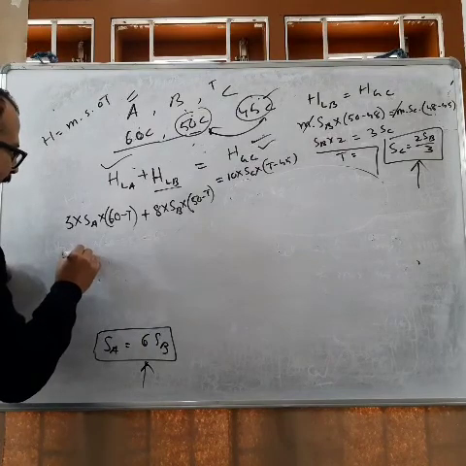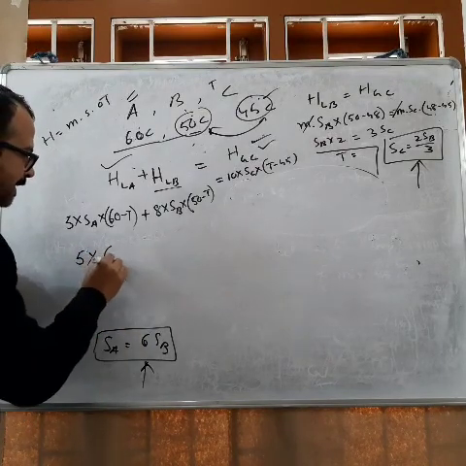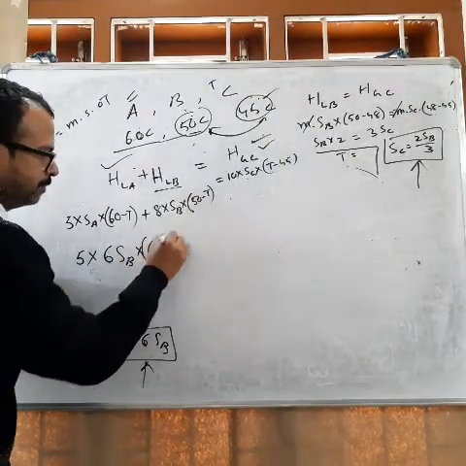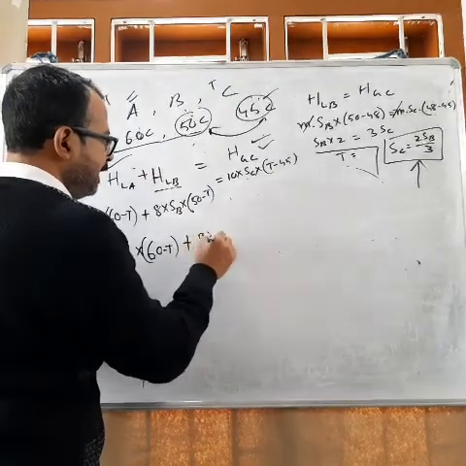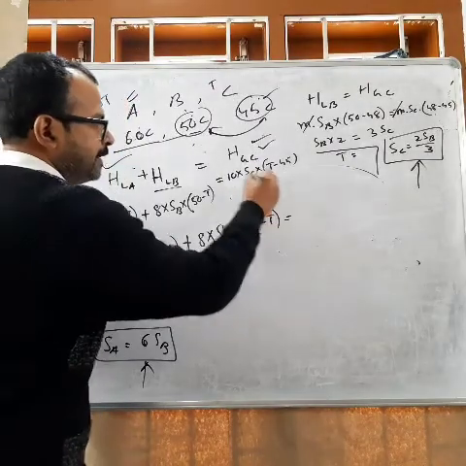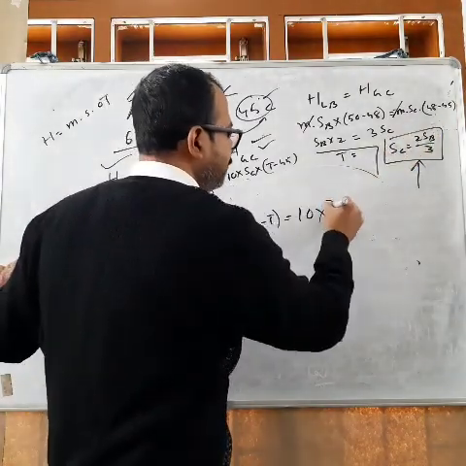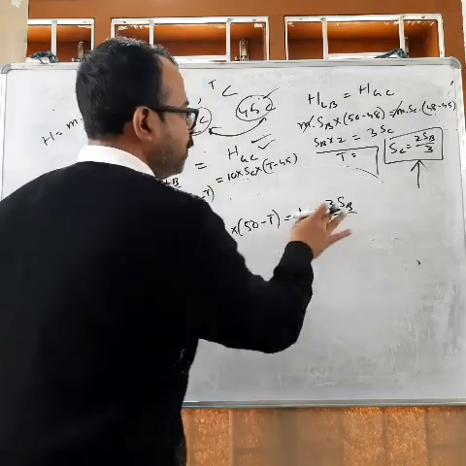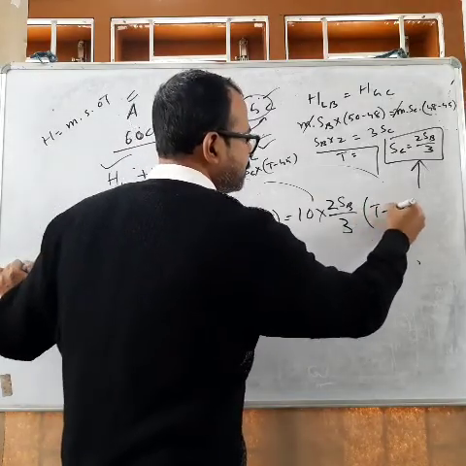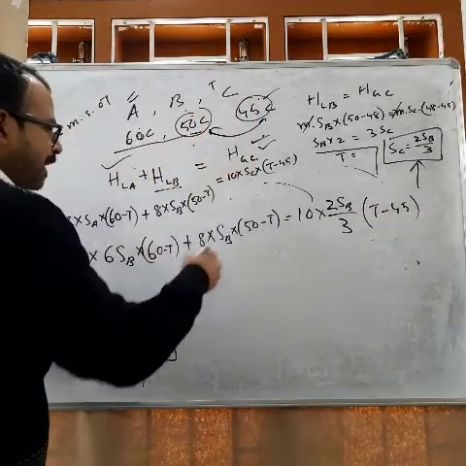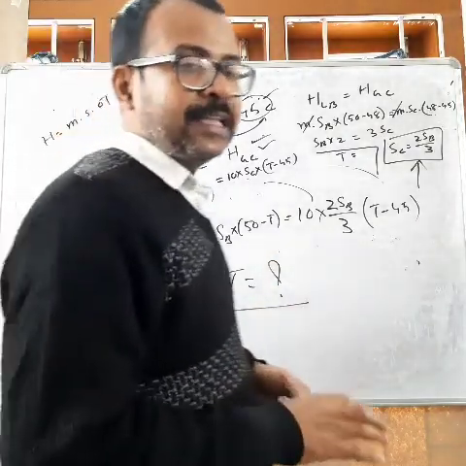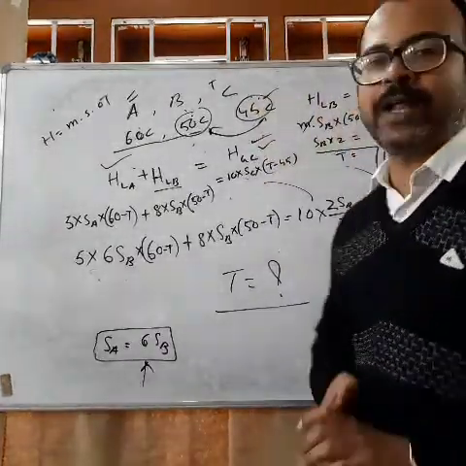What is SA? Let me write: 5 into SA, which is 6 SB, into (60 minus T), plus 8 into SB into (50 minus T). Equal to 10. What is SC written there? 3SB, sorry, 2SB by 3, this is our SC, into (T minus 45). So SB gets cancelled from all, and by solving, T comes out. So this is the way to handle it if you are mixing more than two objects.